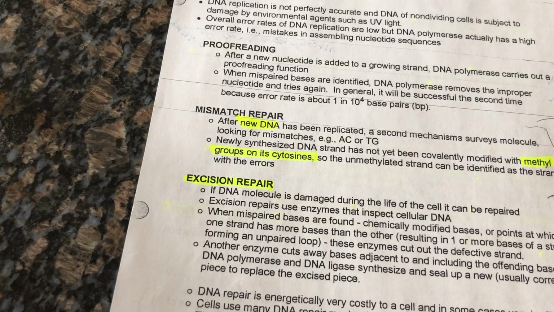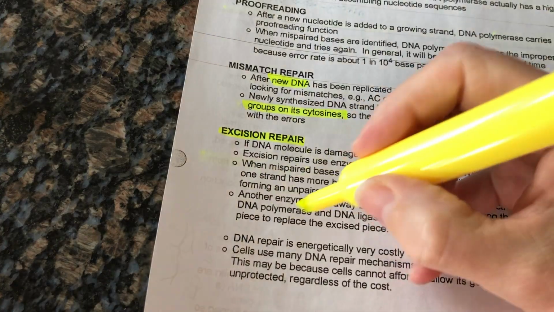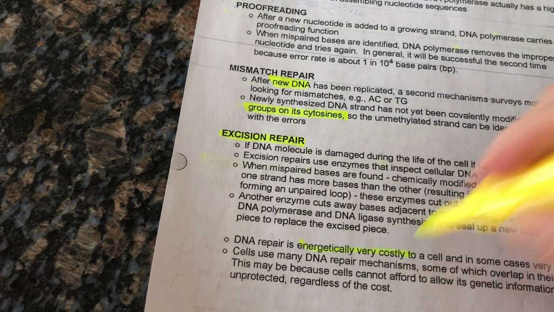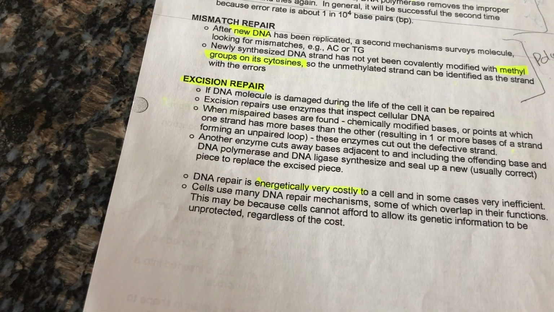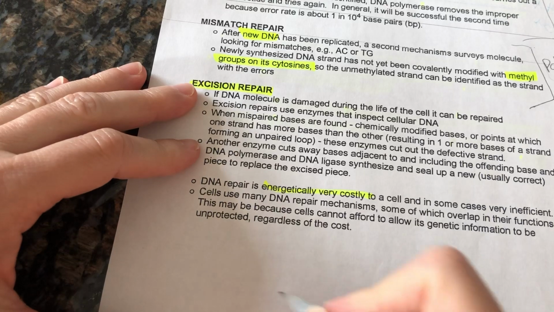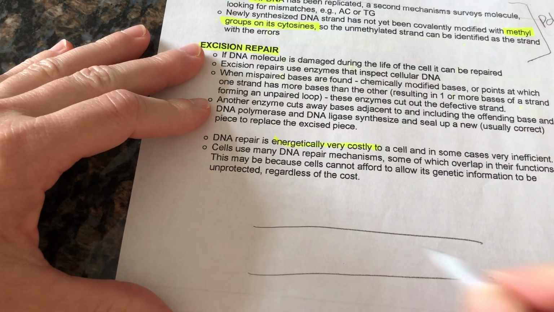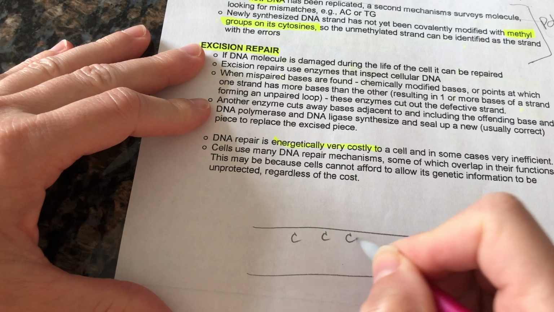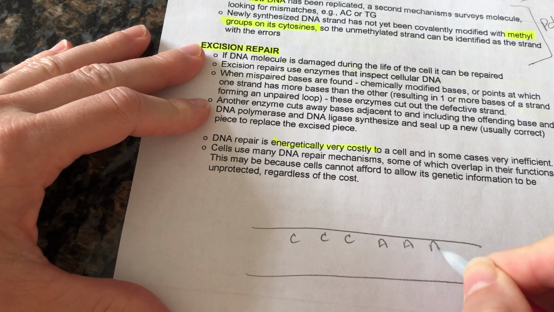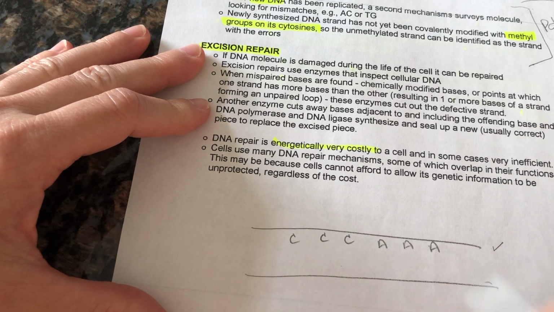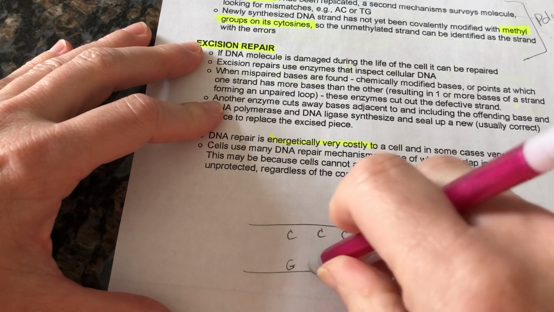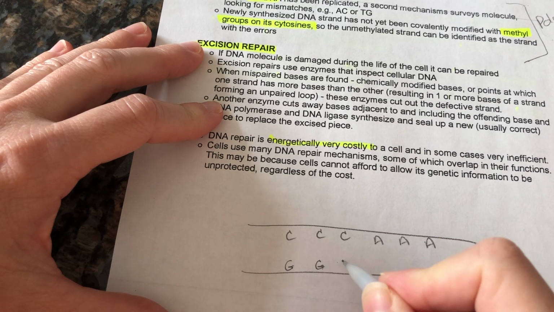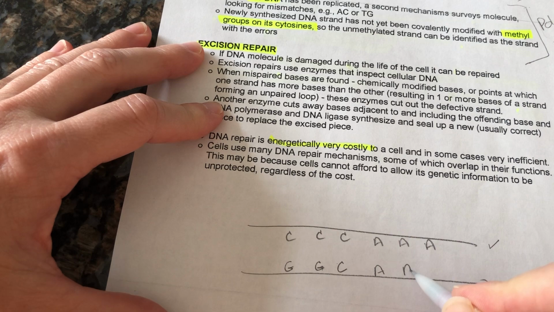So excision repair is much more costly, and it's going to say that in here, costly in terms of energy. So energetically, very costly, because you're not just fixing one mutation, you're cutting out a whole section of DNA. So if DNA were to read this, C, C, C, A, and this is the correct strand, so this is our template strand, but we do this, G, G, C, A.